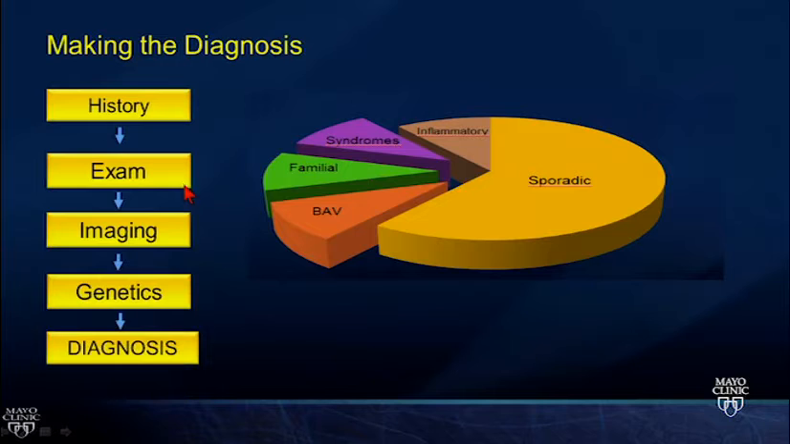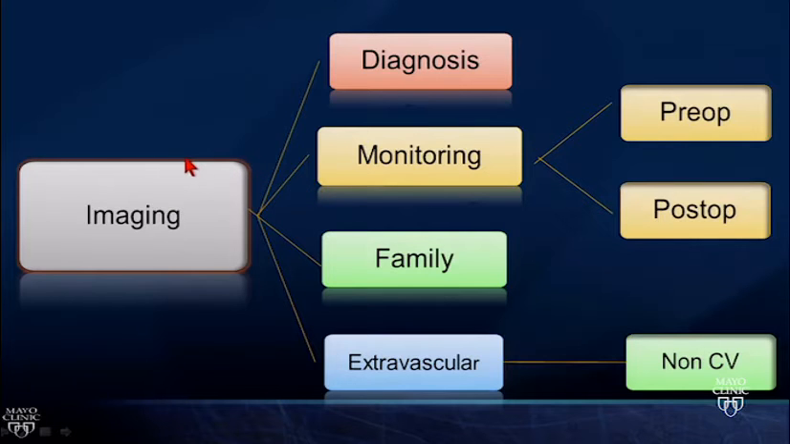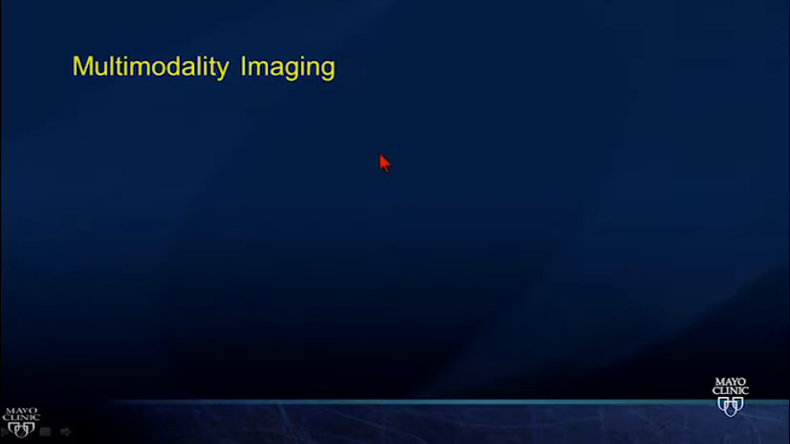And with all that, you get the diagnosis, and this allows you to determine prognosis and also to construct a management plan, because these patients are going to have this for life, so the management plan has to be lifelong. The imaging that we use is important for all of these: diagnosis, monitoring, identifying family members, so it's critical. And in our clinic, we use multimodality imaging. We don't just trust the echocardiogram.